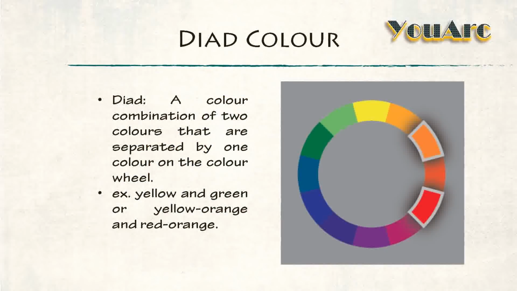Dyad color. This is another important term we should know. Dyad color is a combination of two colors that are separated by one color on the color wheel, which means if one color is here, you have one color separation to the other color. So these two colors are called dyad colors. For example, yellow and orange. You have one color in between. This color is called dyad color.